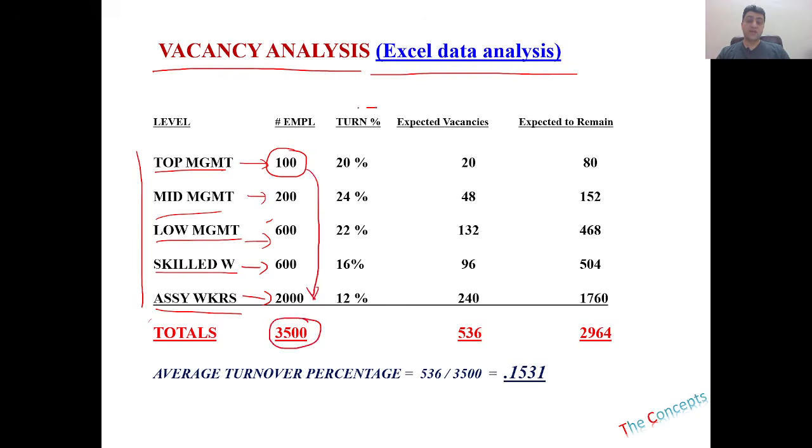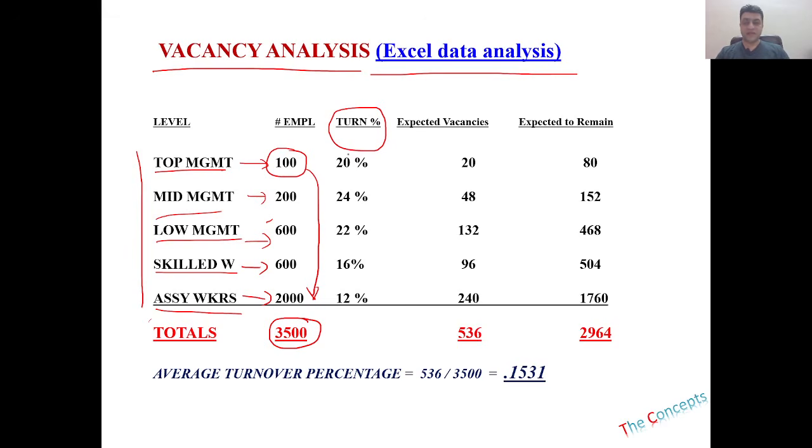Now, what you're expecting is that some people are going to leave you, which is known as turnover. Let's just first understand what do we mean by turnover. Turnover means number of employees who are leaving your organization and you're replacing those employees. So turnover is the number of employees who are leaving, being replaced by the organization with other employees.